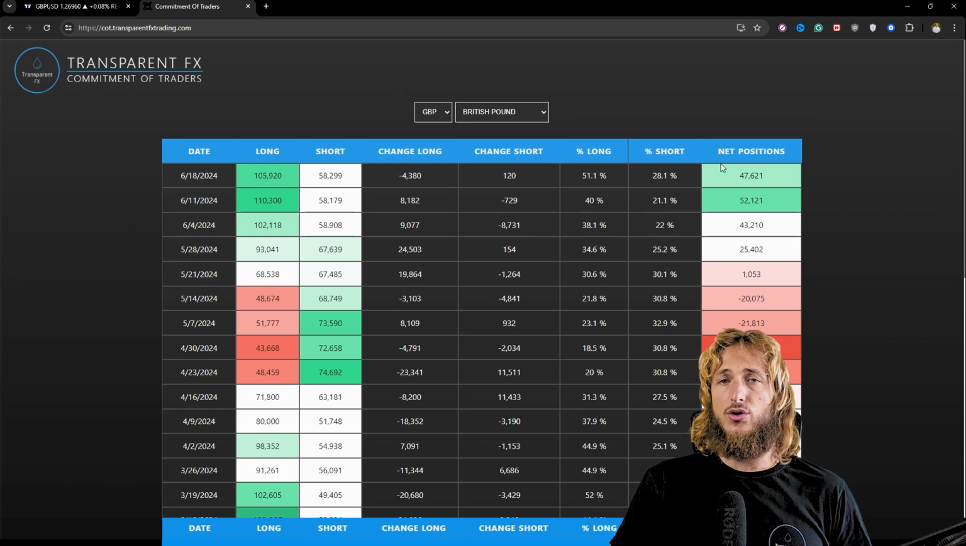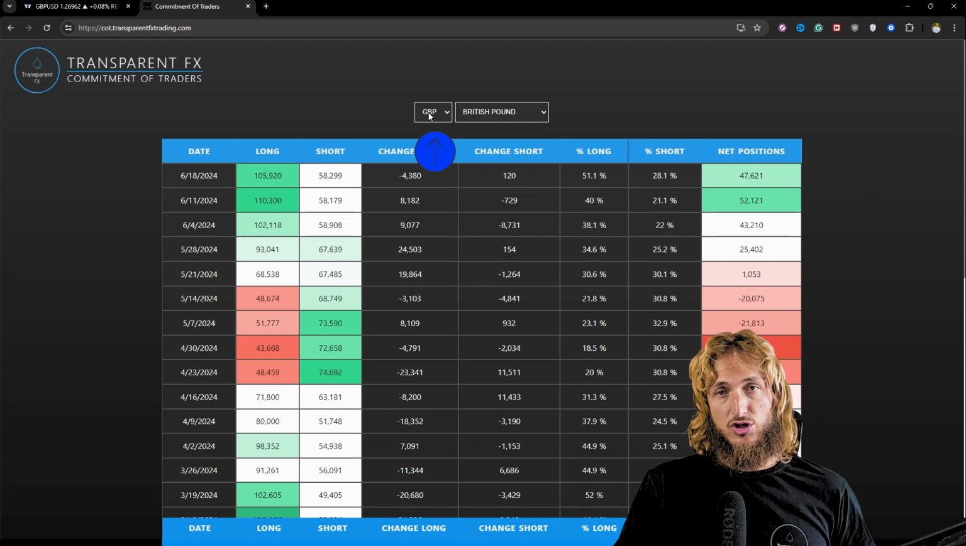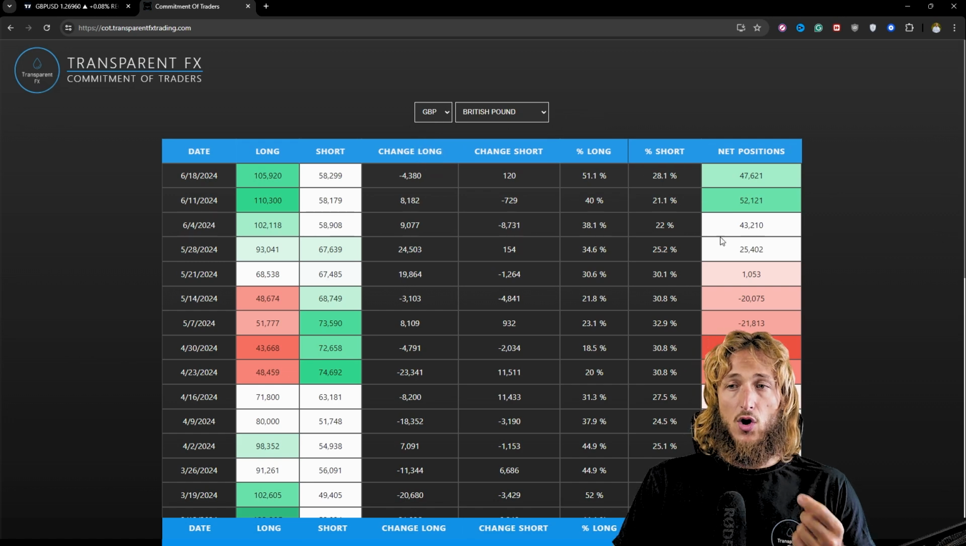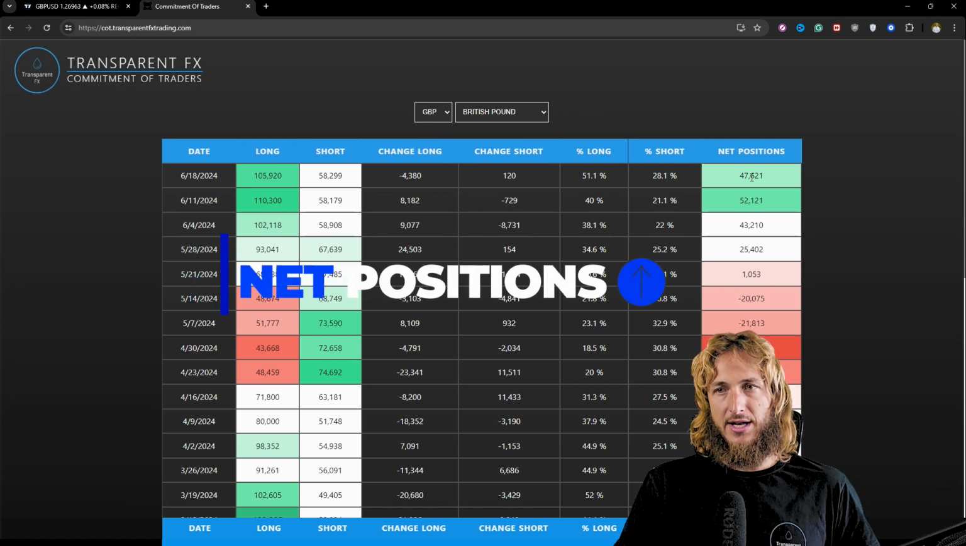Well, if we go and see what we have when it comes to the GBP, and keep in mind that if we're looking at the GBP, we're actually already looking at GBPUSD because all currencies on the spot are traded against the USD. What we can see here is that with the last reports, we have seen a massive increase of the net positions.